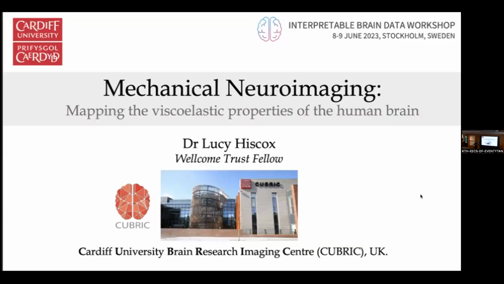I'm going to be talking about MR elastography, which can be called mechanical neuroimaging, and how it can be used to map the viscoelastic properties of the human brain.